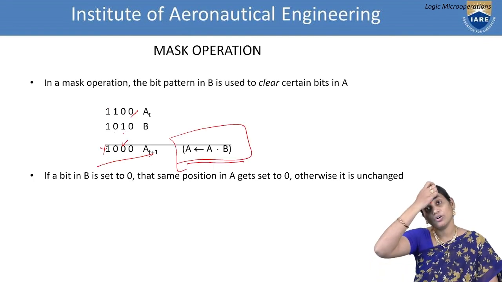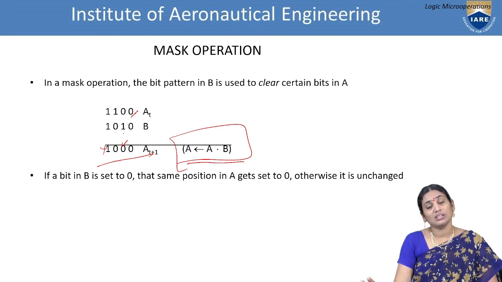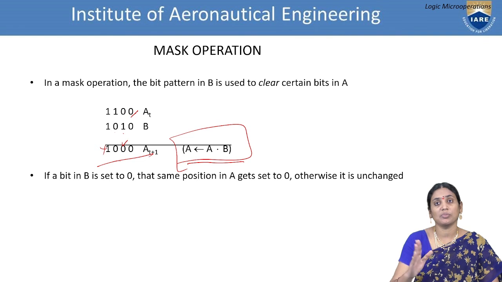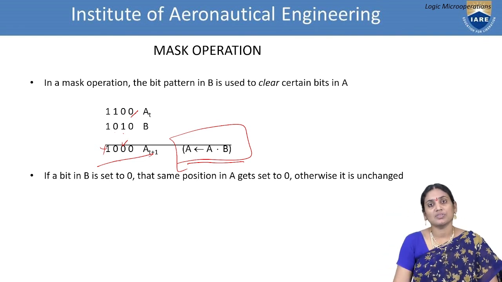Next one is the masking operation. Whenever you have 1s in certain positions in B, the same positions will get affected in A also. That means you are trying to delete the number in those positions in A and replace it with a 0.